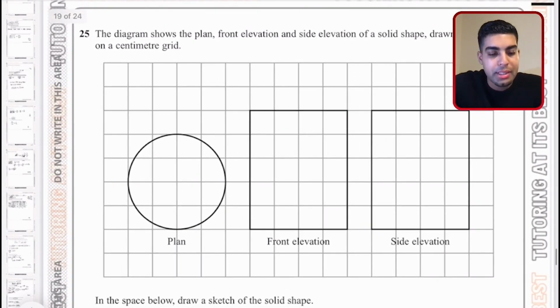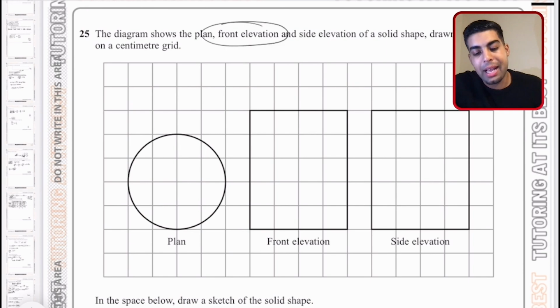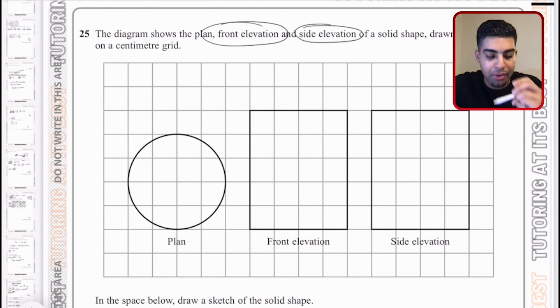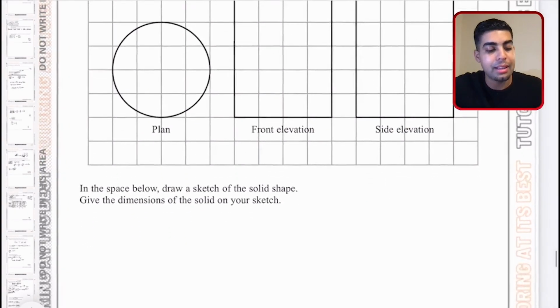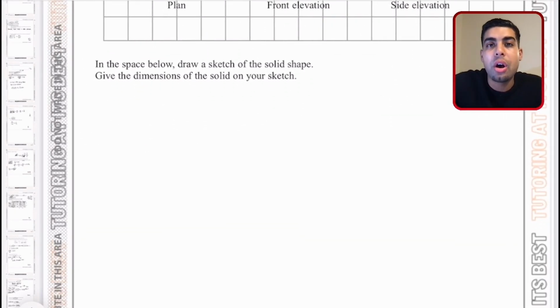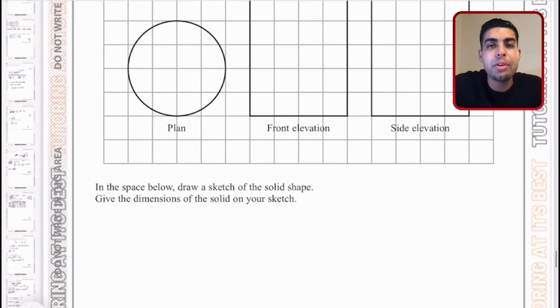Okay, moving over to 25. This is again showing us our elevations. They're showing us the front elevation, the side elevation, and the plan. And they're now asking us to draw a sketch of the solid shape. So again, remember, your plan is your bird's eye view. So I'm going to go ahead and draw my plan there.